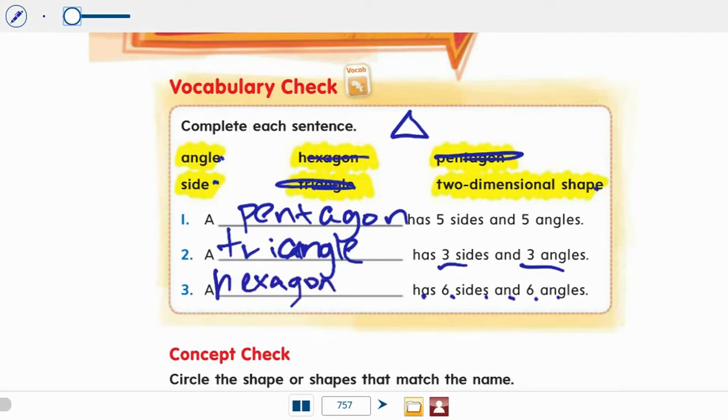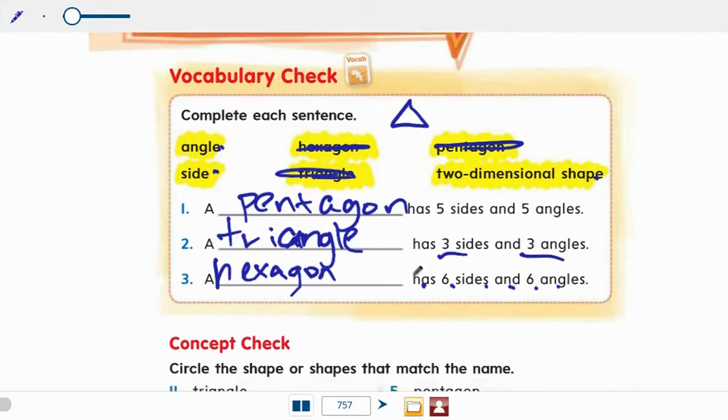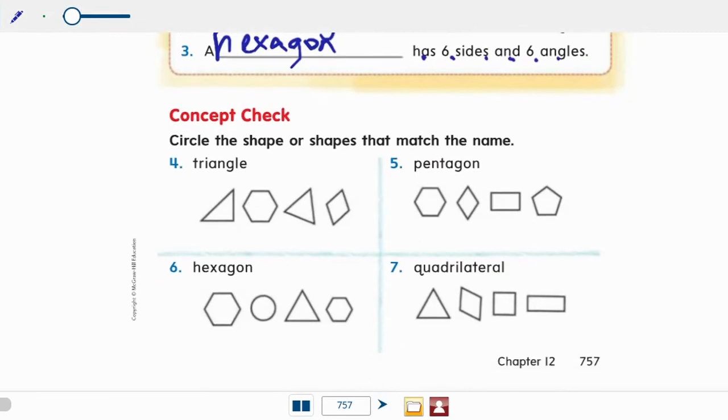And if you remember from our previous lessons, we talked about that, right? We talked about hexagons and the six sides that they have. And remember, the angles are on the insides of those. All right, let's go down to number four.